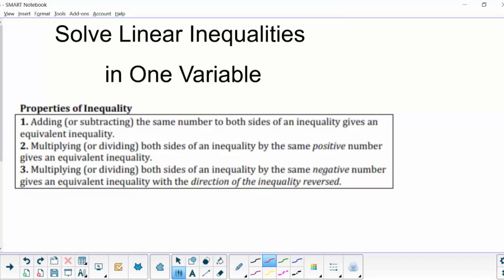So multiplying or dividing both sides by the same positive number gives us an equivalent inequality. And then multiplying or dividing both sides of an inequality by the same negative number gives an equivalent inequality with the direction of the inequality reversed. So that's the big thing. When we multiply or divide by a negative number, we've got to flip that inequality. We cannot forget that.